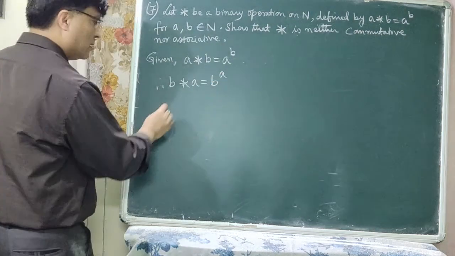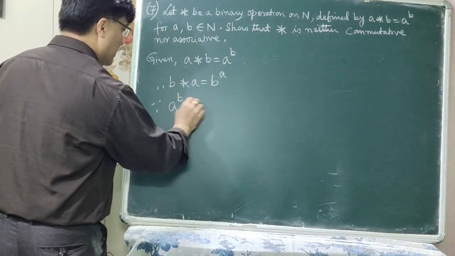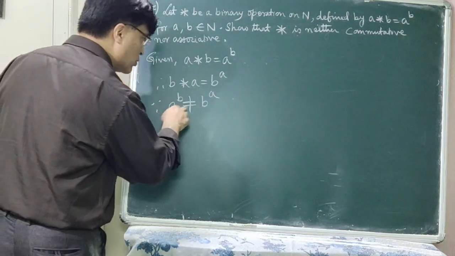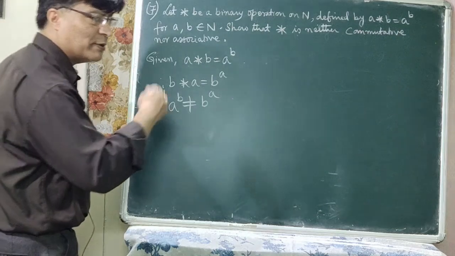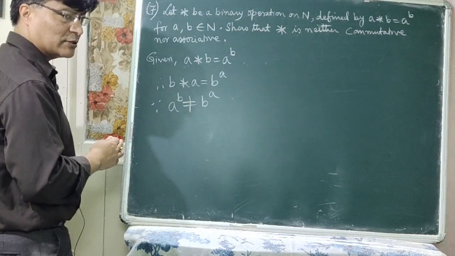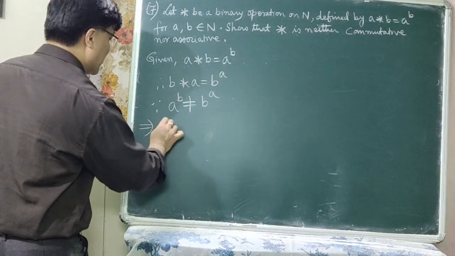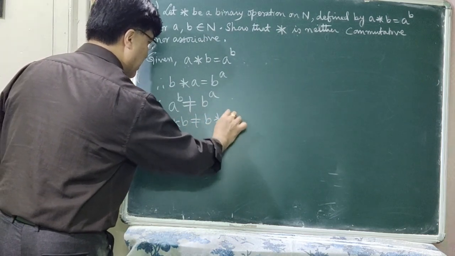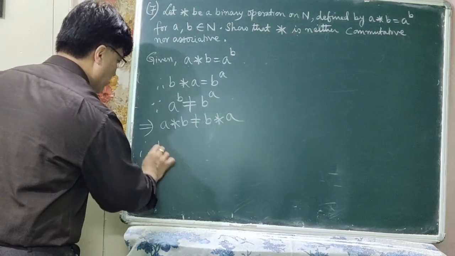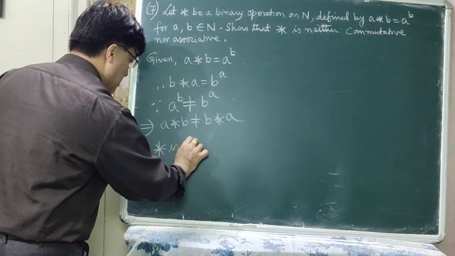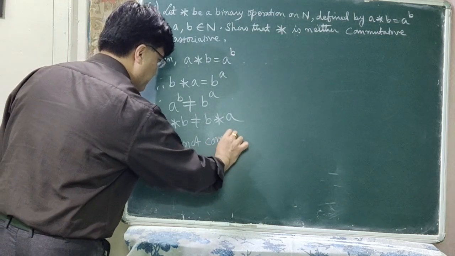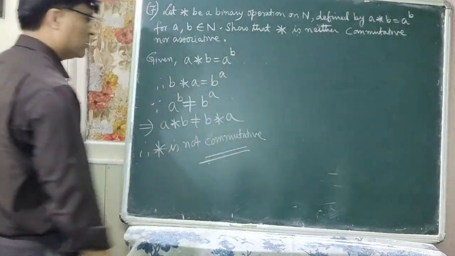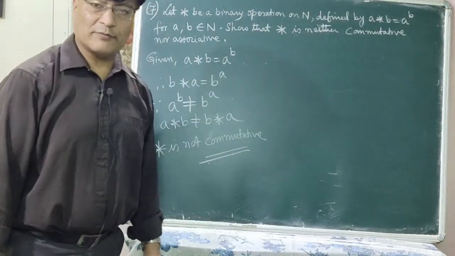So are they equal? Since a to the power b may not be equal to b to the power a, for all a, b belongs to the set of natural numbers. Okay, which implies that a star b is not equal to b star a. So therefore star is not commutative. So I think you have understood it.